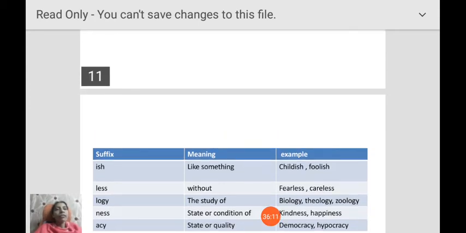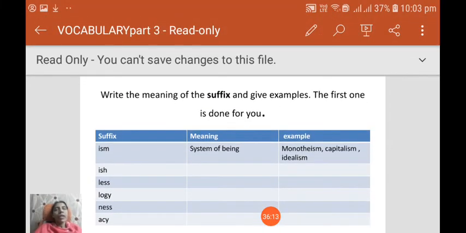The first I have done for you. Let's look at the first one. Ism. Ism is system of being. Monotheism. In the same way, capitalism, idealism. Monotheism is belief in a single God. So that is monotheism. Capitalism. You can write as many words as possible. Socialism, secularism, different kinds of words with ism.